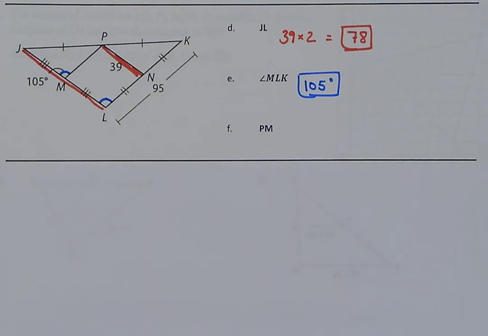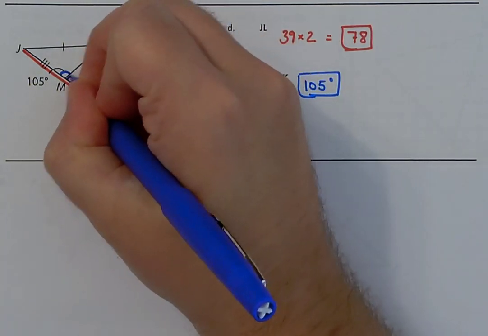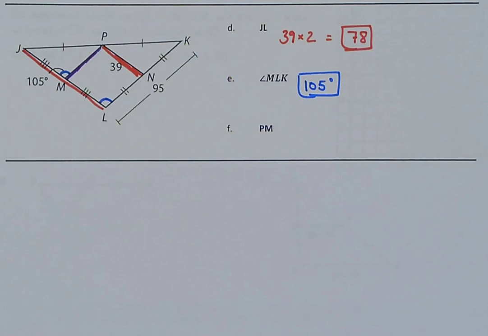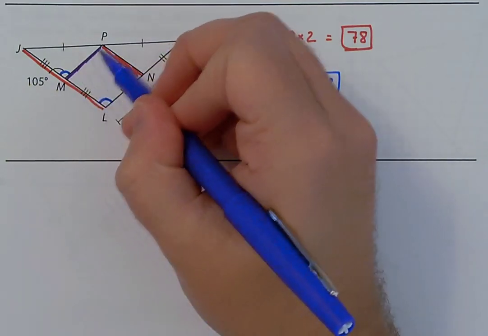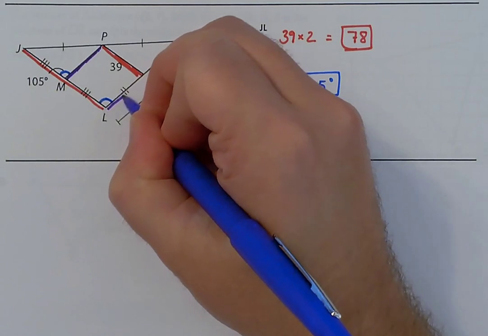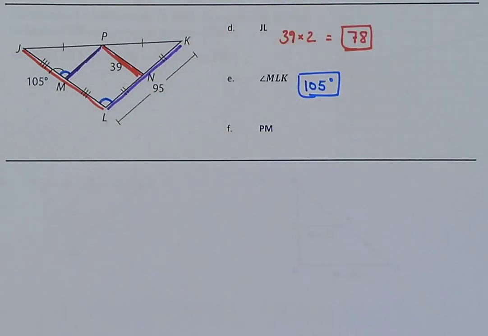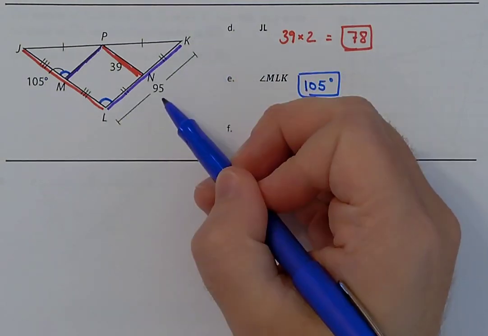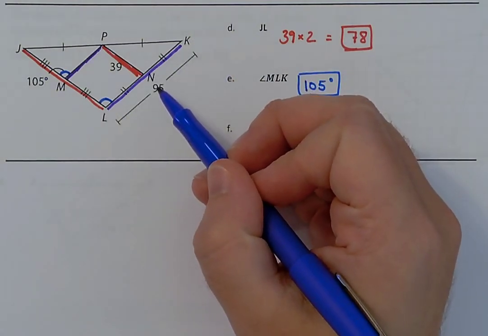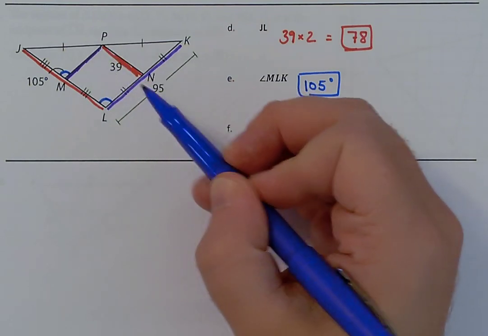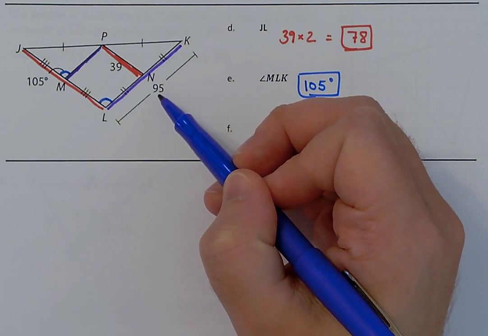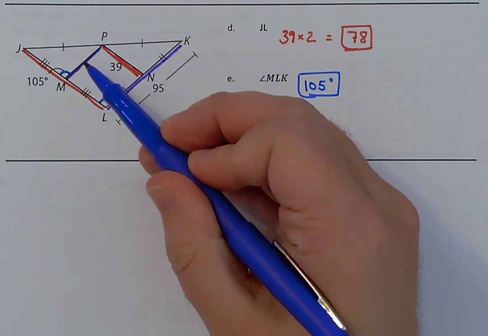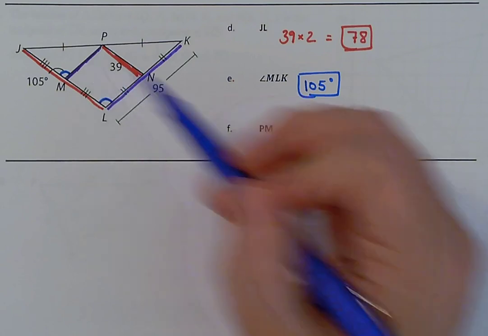Alright, for F, they want me to go through and find the length of PM. PM is going to be this midsegment right there, and this midsegment PM is parallel to this segment LK. So, if I want to figure out the length of PM, and I know that LK is 95, to go from bigger to smaller, we're going to take this segment and divide it by 2. So we're going to take half of 95 to figure out the length of PM.